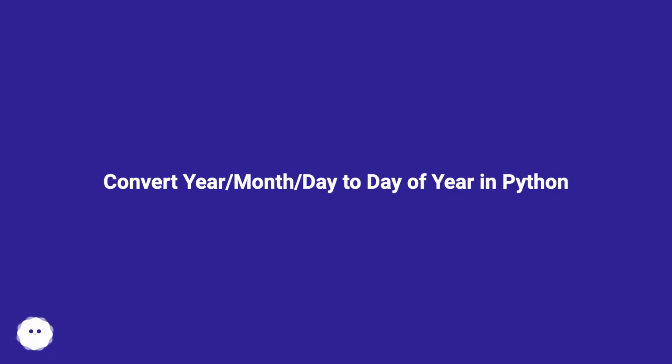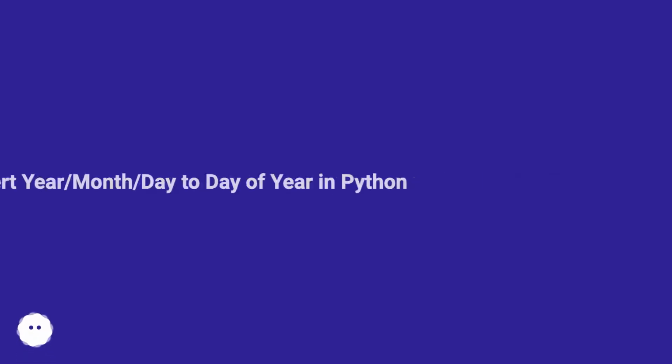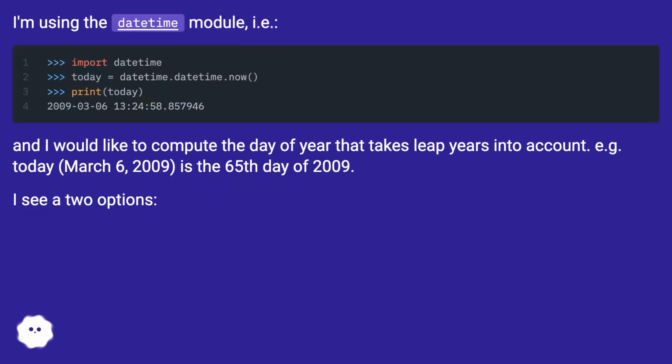Convert year/month/day to day of year in Python. I'm using the datetime module, and I would like to compute the day of year that takes leap years into account. E.g. today, March 6, 2009, is the 65th day of 2009. I see two options.